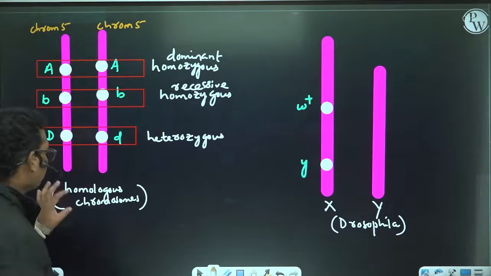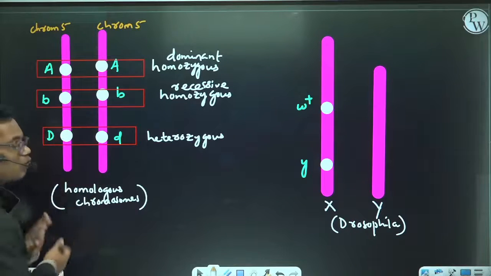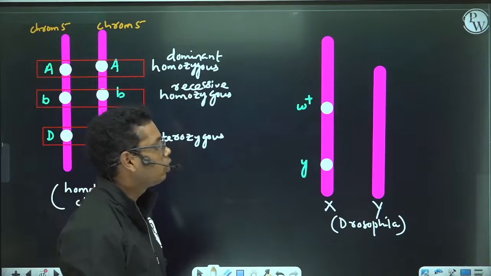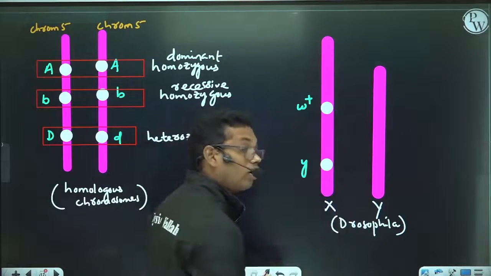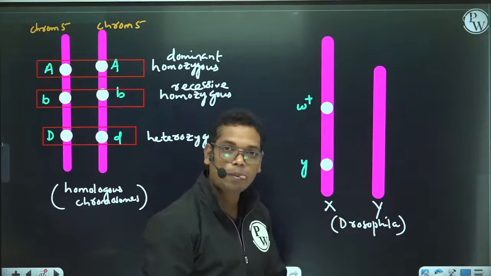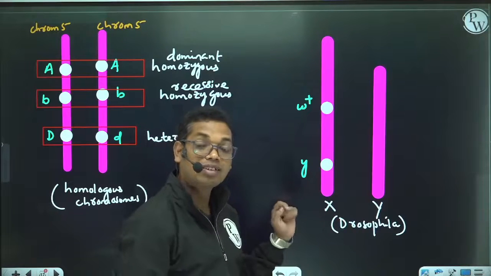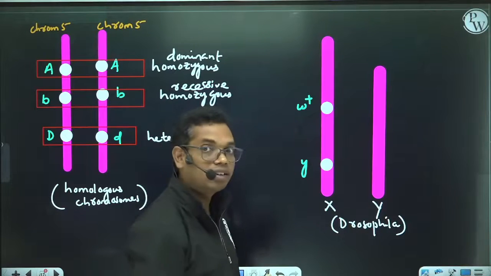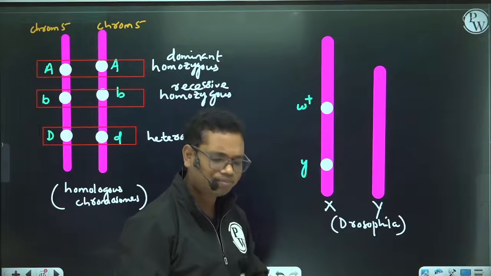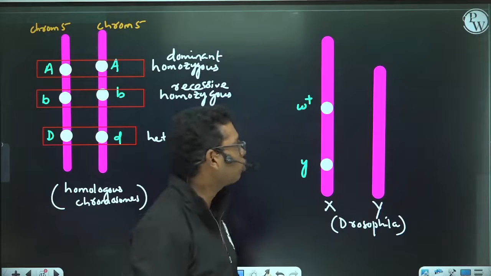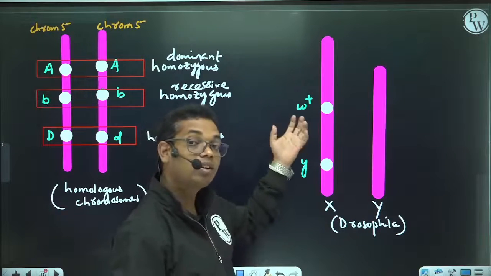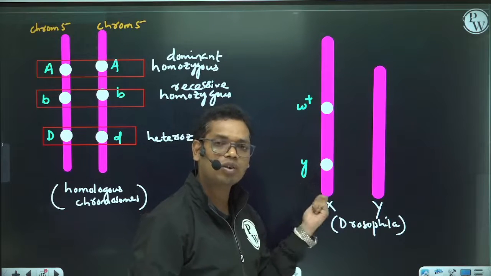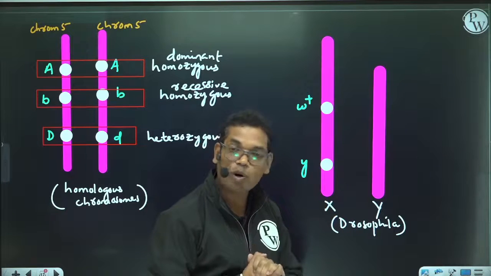These two are homologous chromosomes. So what about the hemizygous condition? Suppose this is chromosome X and this is chromosome Y of which organism? Drosophila. In Drosophila, the genes responsible for controlling eye color and body color are present on the X chromosome. So w or w plus control the eye color, and y or y plus control the body color.